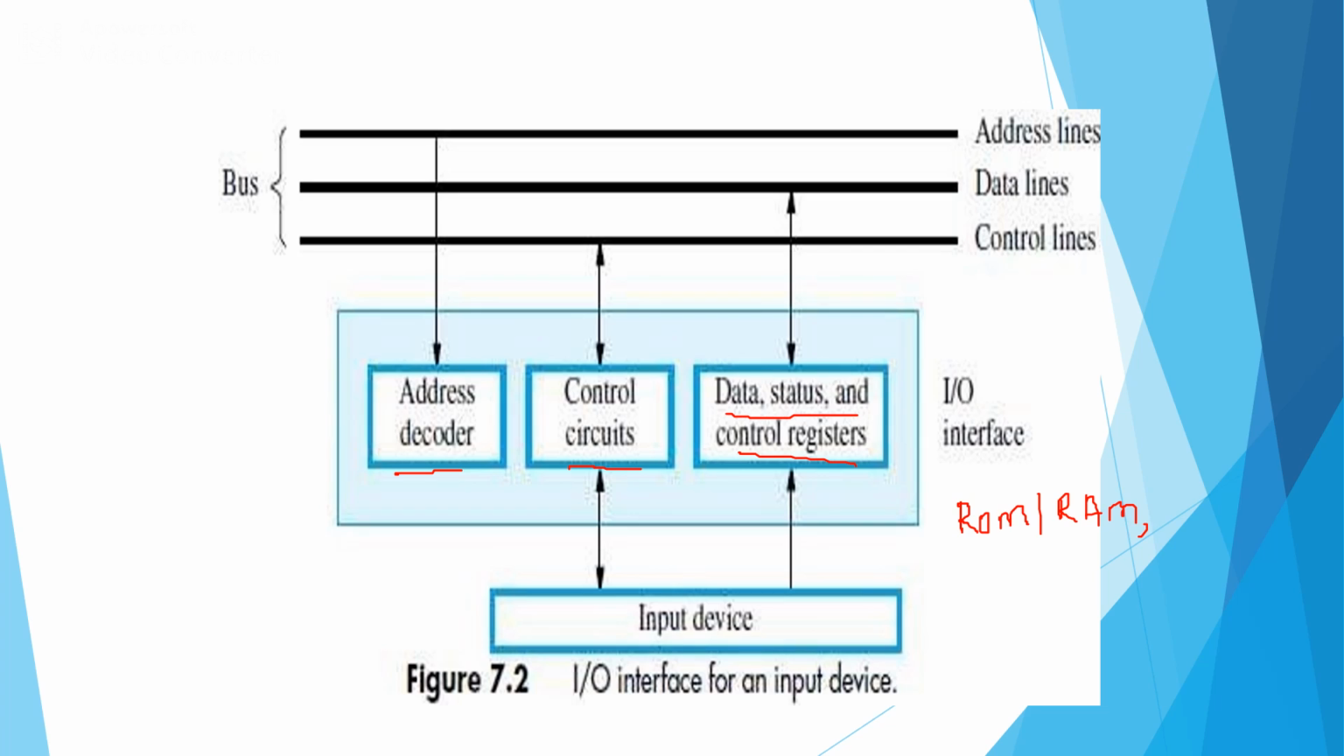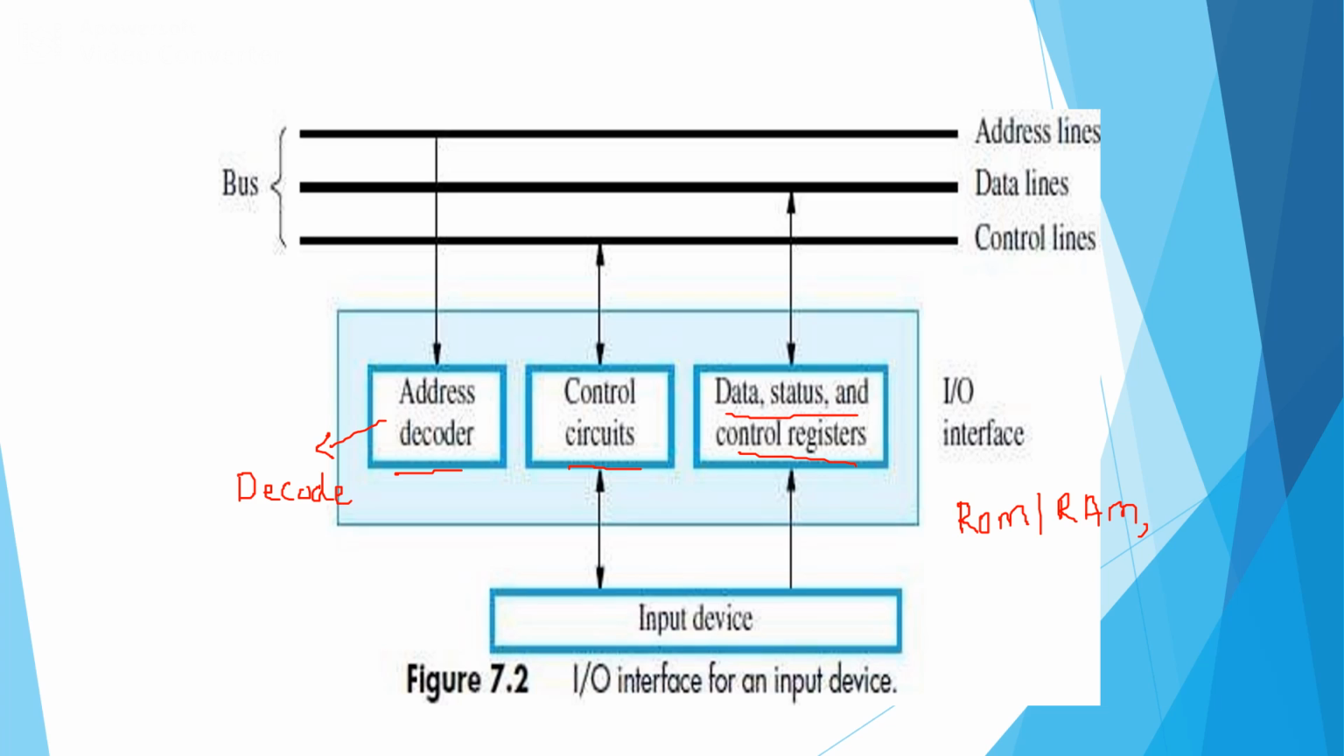The address decoder decodes the address which was placed on the bus by the processor, so that it will enable the input device, that means the respective input device.